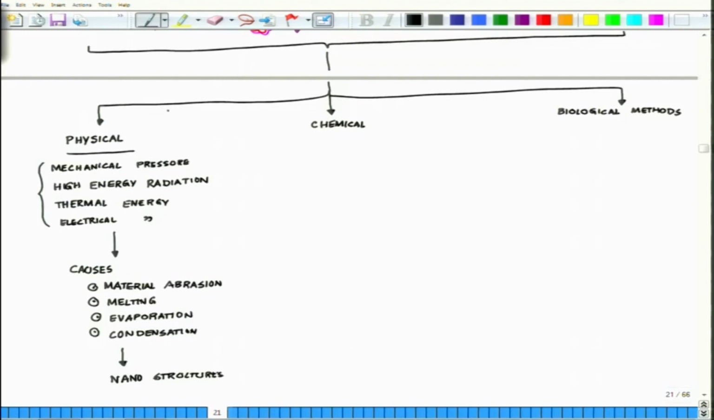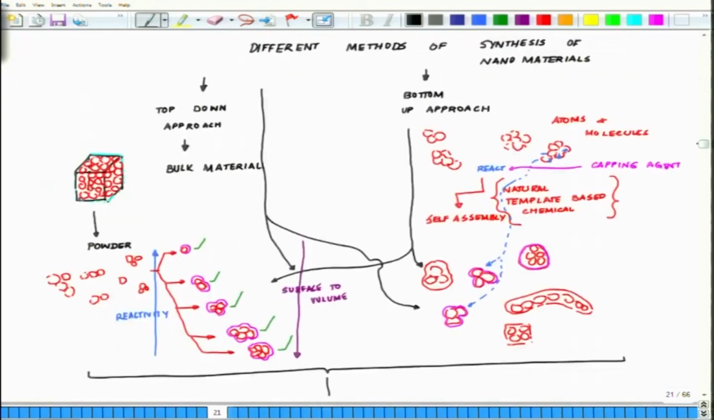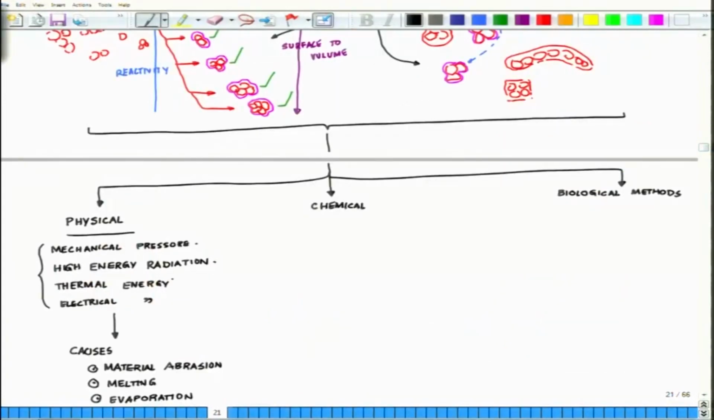So this physical technique is mostly, I won't say completely, but mostly employed for, if you look back to the previous slide, the top down approach, but that's not the complete fact. There may be a situation where these physical forces could be used for self-assembly also. They assist in self-assembly, but mostly, the kind of physical forces we are talking about here are mechanical pressure, high energy radiation, thermal energy, electrical energy, all could be used for both.